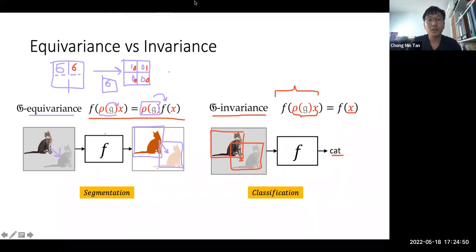Okay, so I'll just pause here for a while. This is a very important slide. Any questions on equivariance and invariance?